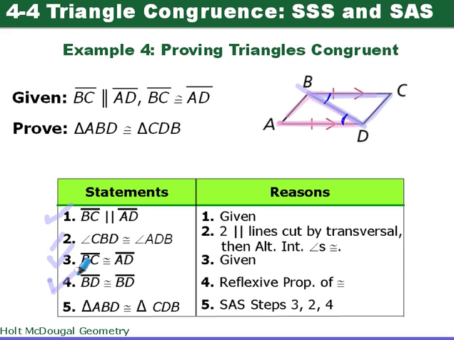That's our reflexive property. So now, looking at our picture we've got all marked up here, we can show the two triangles are congruent. We have a side, angle, side, and a side, angle, side. So using side, angle, side, we have our two triangles congruent.